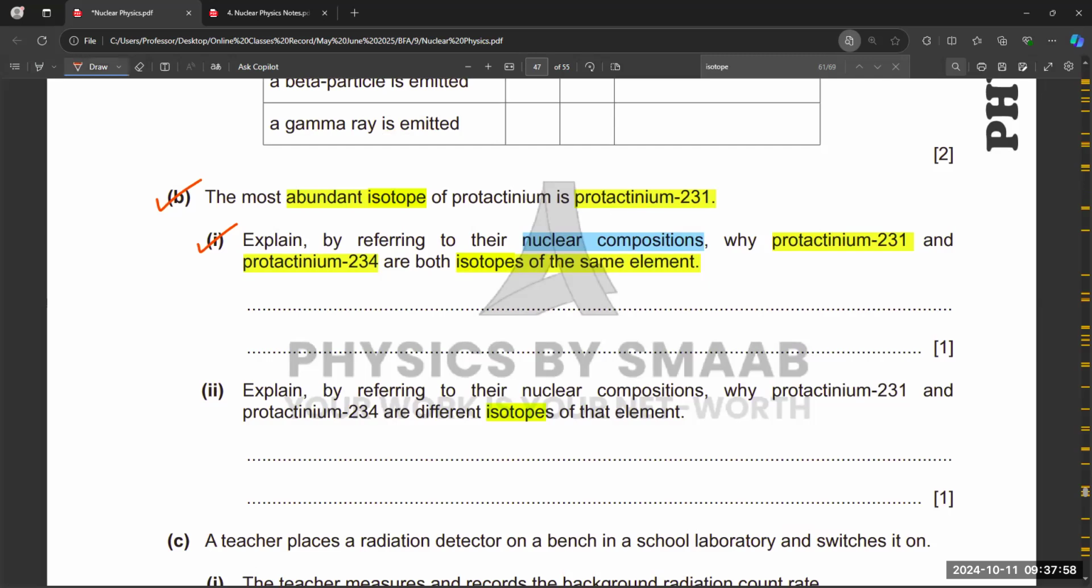So we can write the answer. Whenever an element name is written and then there is a dash, the value after it is the mass number. Basically, in this example, you can see the name of the element, then this is not a minus sign, this is a simple dash, then 231, right? It is to show connectivity. And this number is actually the mass number, so it always shows mass number.